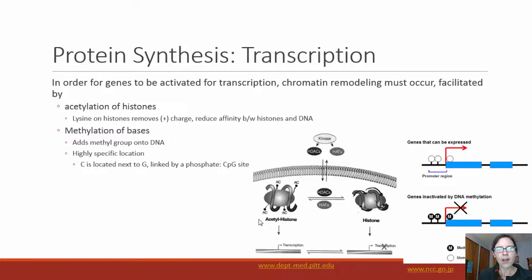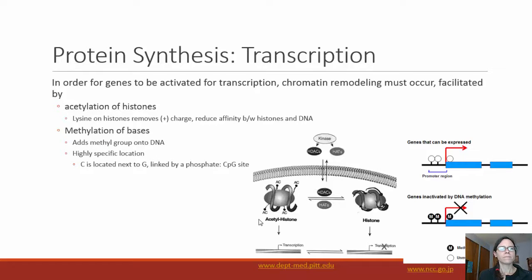The availability of these genes for transcription depends on a couple of things. So, first is the acetylation of histones. And remember that histones are proteins that are associated with DNA in the nucleus and help condense it into the chromatin so that we can transcribe it onto mRNA.